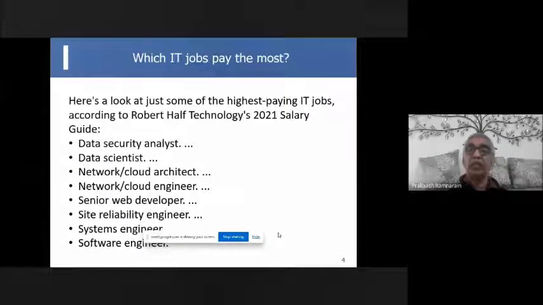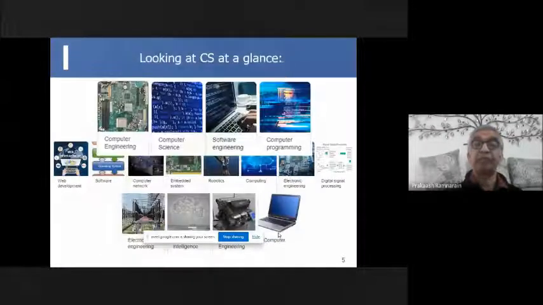Which IT jobs pay the most? A common question. Here's a look at some of the highest paying IT jobs according to Robert Half Technology's 2021 salary guide: a data security analyst, a data scientist, a network or cloud architect, a network or cloud engineer, a senior web developer, a site reliability engineer, a systems engineer, and a software engineer.